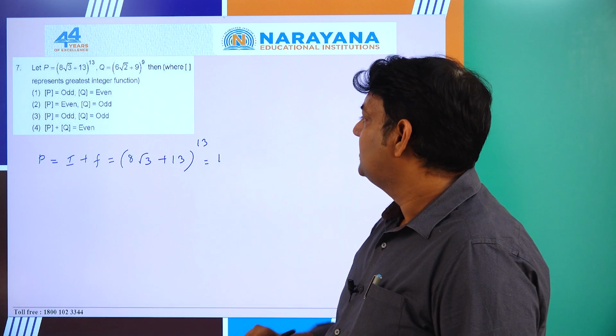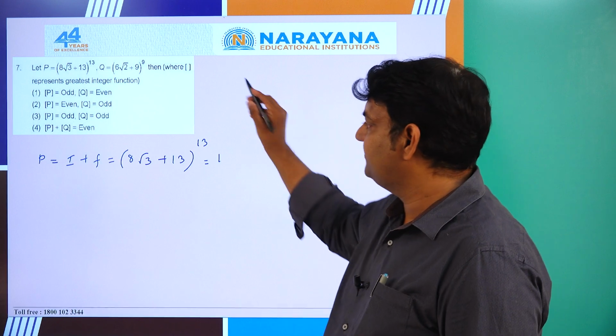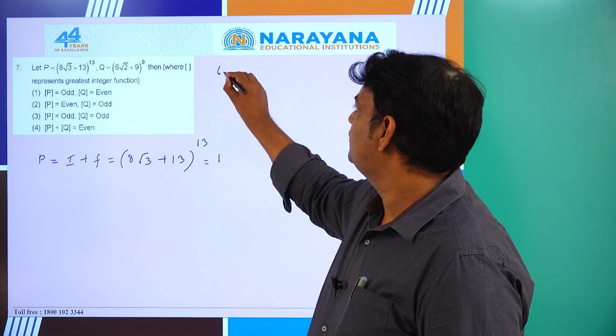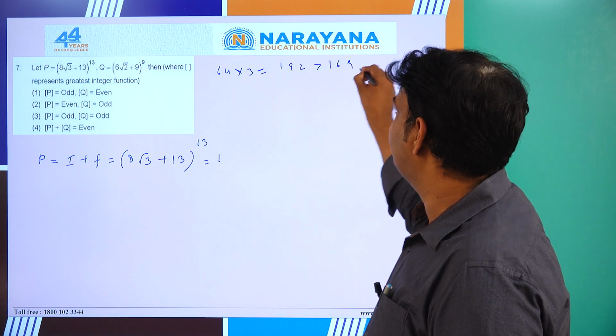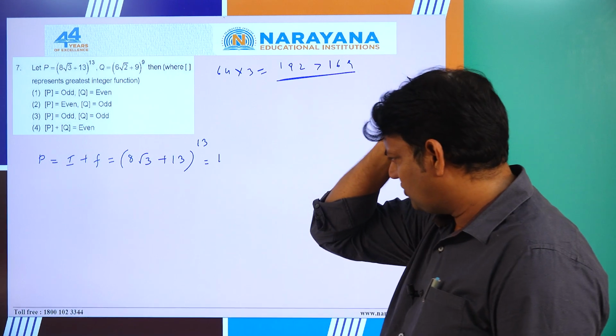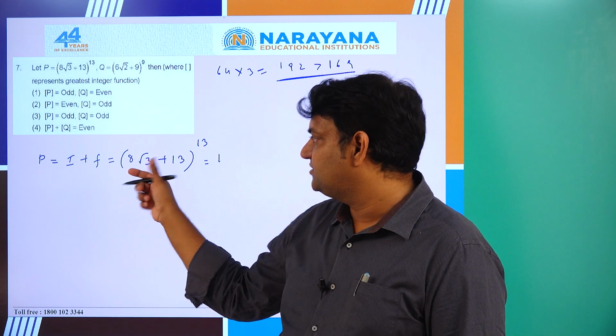First of all, tell me which is bigger, 8 root 3 or 13? 64 into 3 is 192, which is obviously greater than 169. So obviously 8 root 3 is bigger than 13. Always remember that for such problems, when we consider the difference, it is bigger minus smaller.